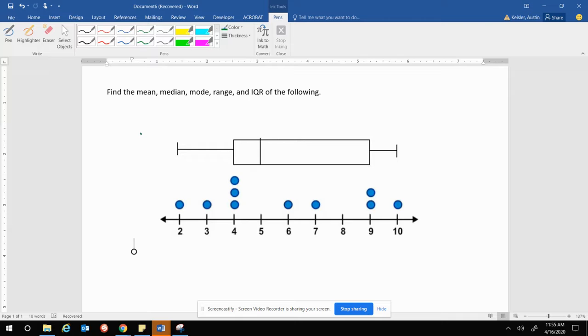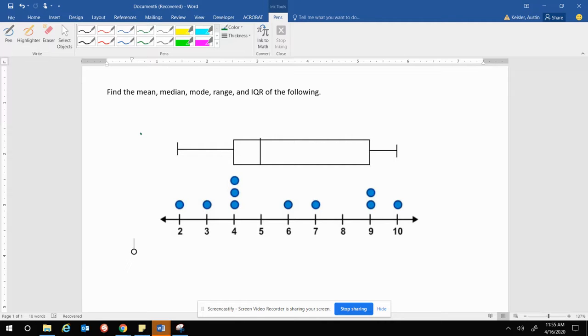We're going to find the mean, median, mode, range, and IQR from these graphs. These graphs show the exact same data. One of them is in box plot form, and one of them is in a dot plot. Honestly, a lot of this stuff is easier to do on a box and whisker plot, but you actually can't find all of this information on a box and whisker plot.